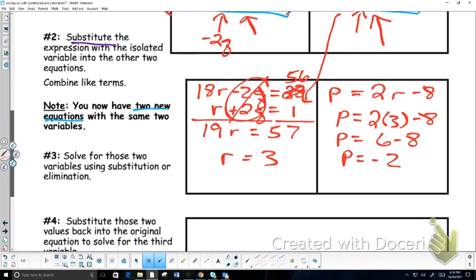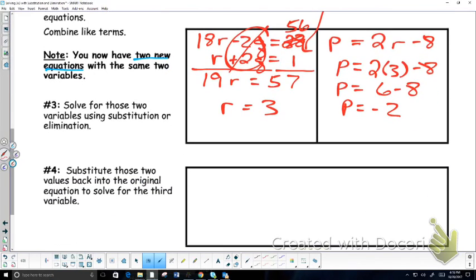So far I've got r and p. I still need q. So I need to take these two values and substitute back into one of the equations up top. Doesn't matter, I mean, B's not going to do you any good. I kind of think C might be the easiest, so I'm going to go with C.